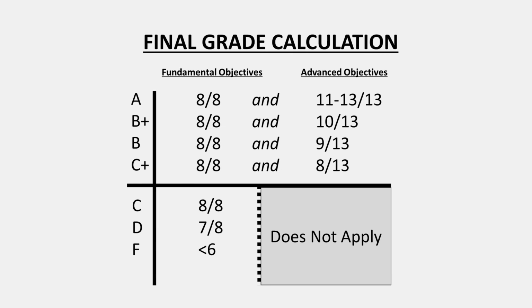At final, the situation is similar. By the time we finish the course, we will have covered 8 fundamental objectives. So to earn at least a C, you need 8 fundamental objectives mastered. To earn higher than a C, you must master those 8 and some percentage of the advanced. So notice, in order to get an A, you must earn mastery for 8 of the fundamentals and at least 11 of the 13 advanced objectives.